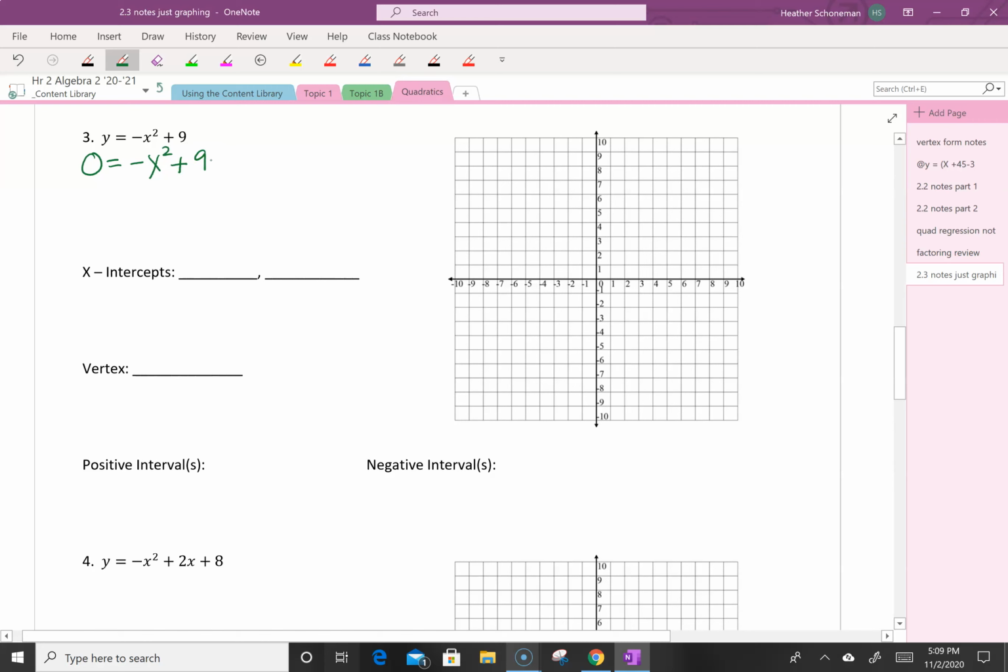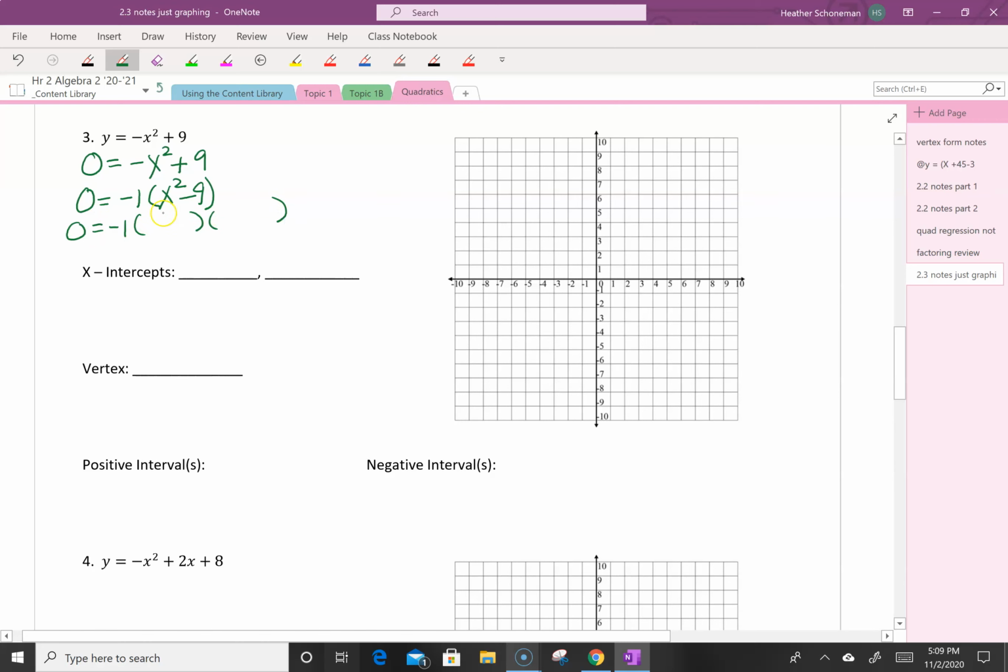So we're going to plug in 0 for y, but to be able to factor this, I cannot factor it with the leading coefficient negative, so I have to take out a -1. When I do that, I'm dividing each term by -1, so that leaves me with a positive x squared, and then +9 divided by -1 is -9. So when I factor it, the negative 1 stays there.